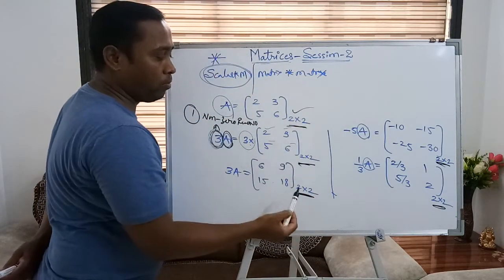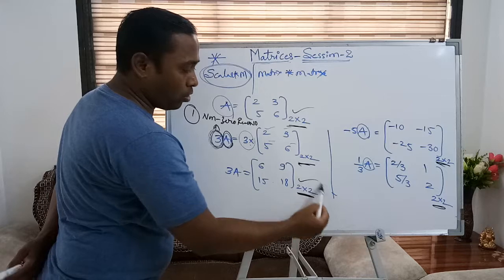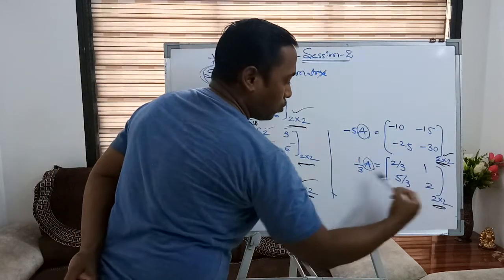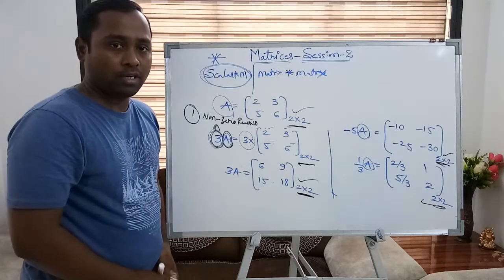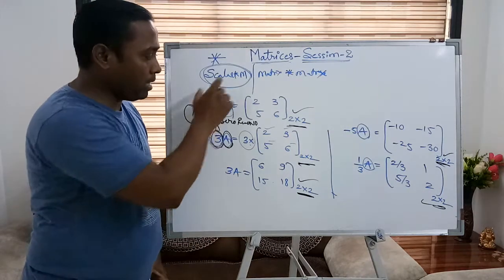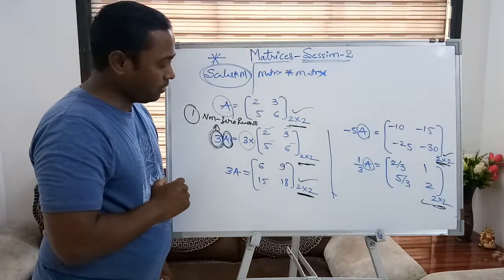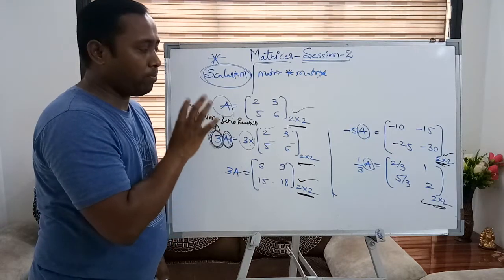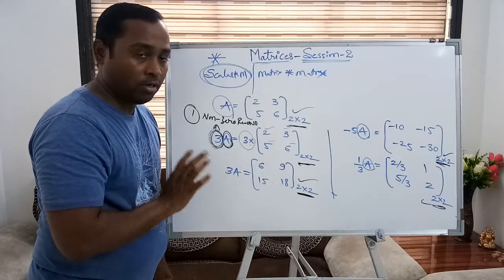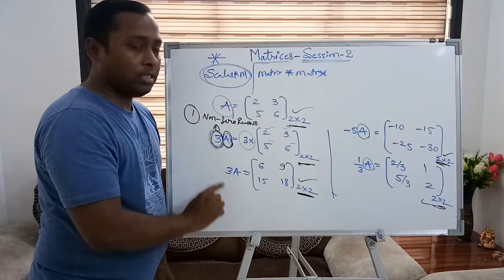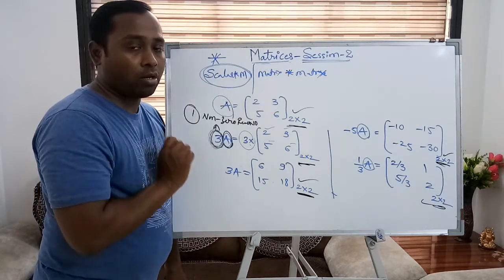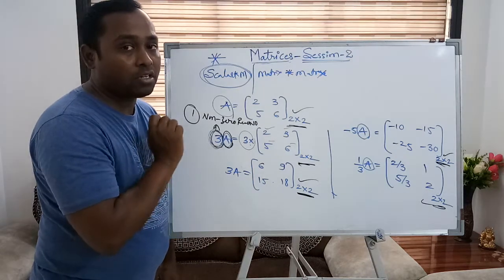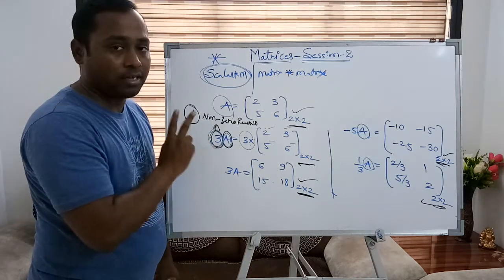The given matrix order is 2 by 2. 3A is also 2 by 2, minus 5A is also 2 by 2, 1 by 3 A is also 2 by 2. So I think it is simple to understand. Scalar multiplication of a matrix means a matrix is multiplied by a non-zero real number. While doing this process, the order of the given matrix never changes. Okay, two things are done.